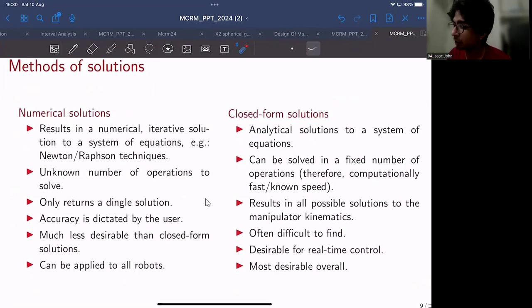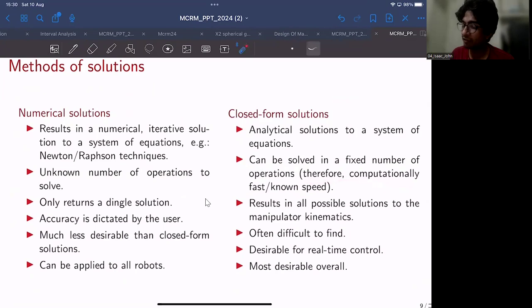But that is not the case for closed form solution, because it can be solved by a fixed number of operations, because we already have the equations on our hand. And because of that, we can estimate how many operations, like additions, multiplications, subtractions. So the computational time is known. We can actually estimate the computational time for closed form solutions.